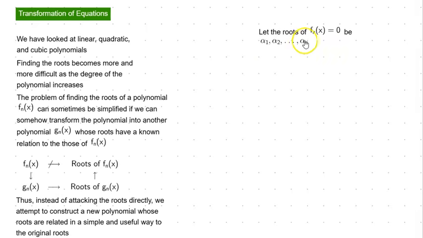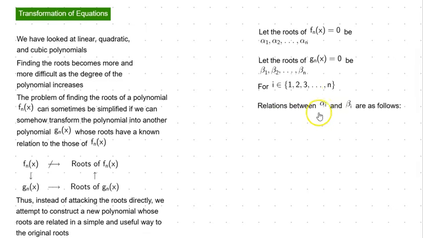Now, let the roots of f sub n of x equal to 0 be alpha 1, alpha 2, dot, dot, dot, alpha sub n. Let the roots of g sub n of x equal to 0 be beta sub 1 to beta sub n. For i in 1, 2, 3, 4, dot, dot, dot, n, the relations between alpha sub i and beta sub i are as follows, that we'll be looking at.